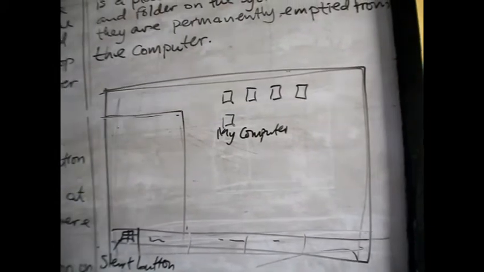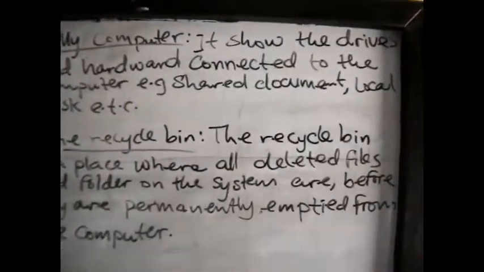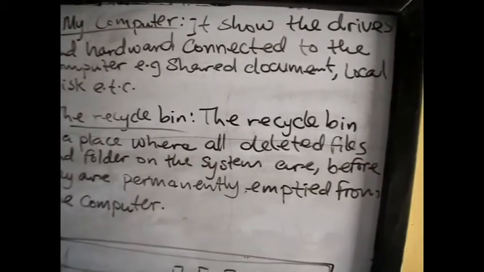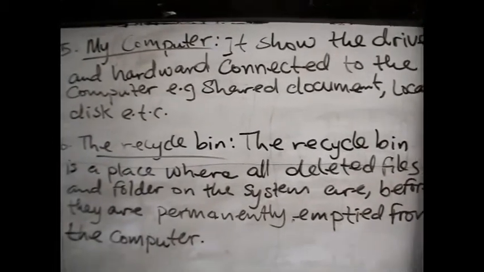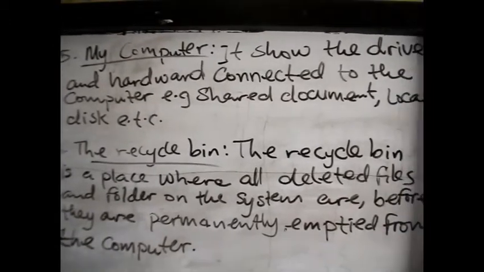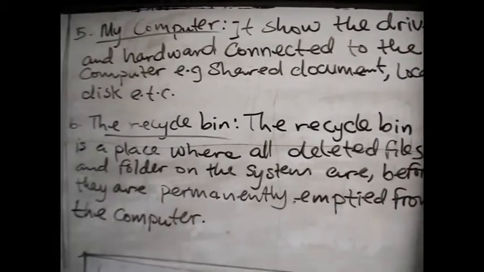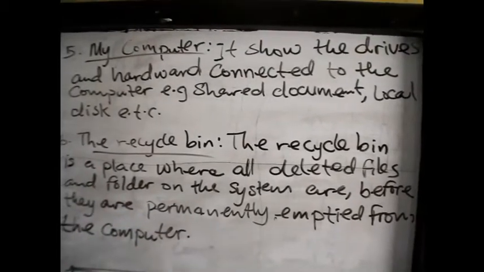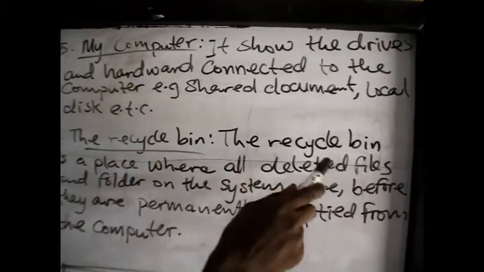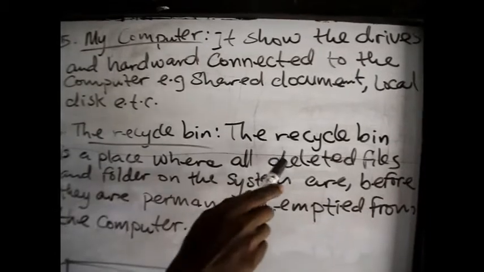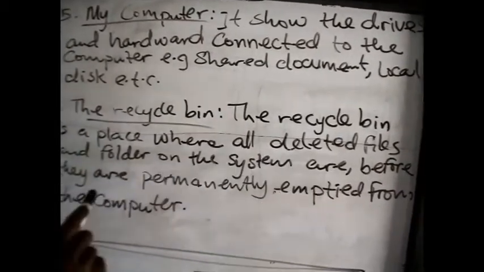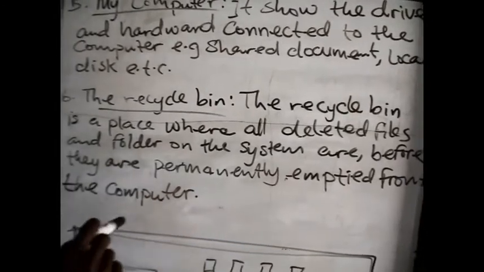At the same time, on the computer, we also have an icon for the recycle bin. And what does the recycle bin do? Any item, icon or document that you delete on the computer system goes to the recycle bin first. As we said, the recycle bin is a place where all deleted files and folders on the computer system are kept before they are permanently removed from the computer.